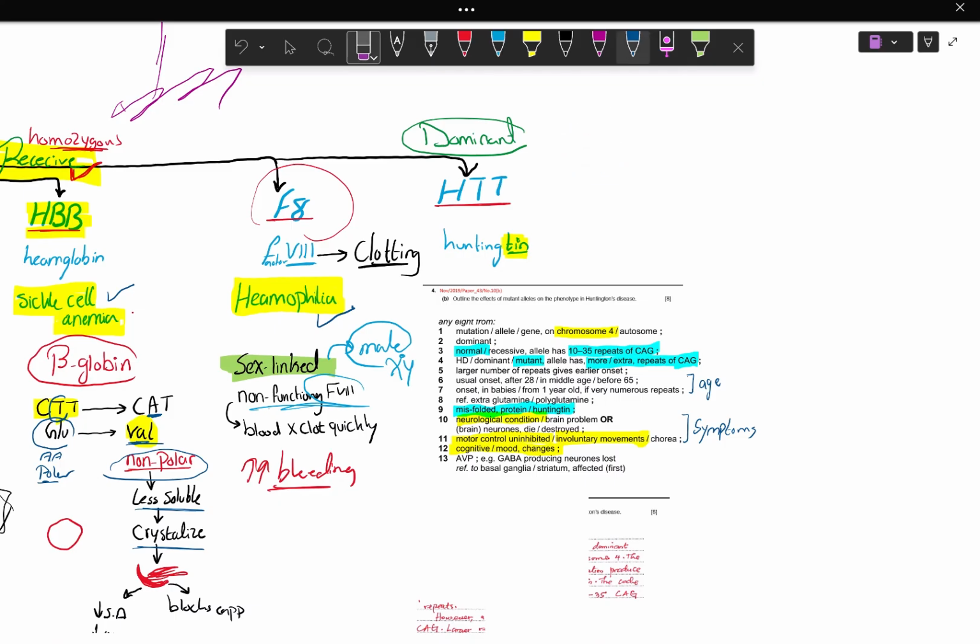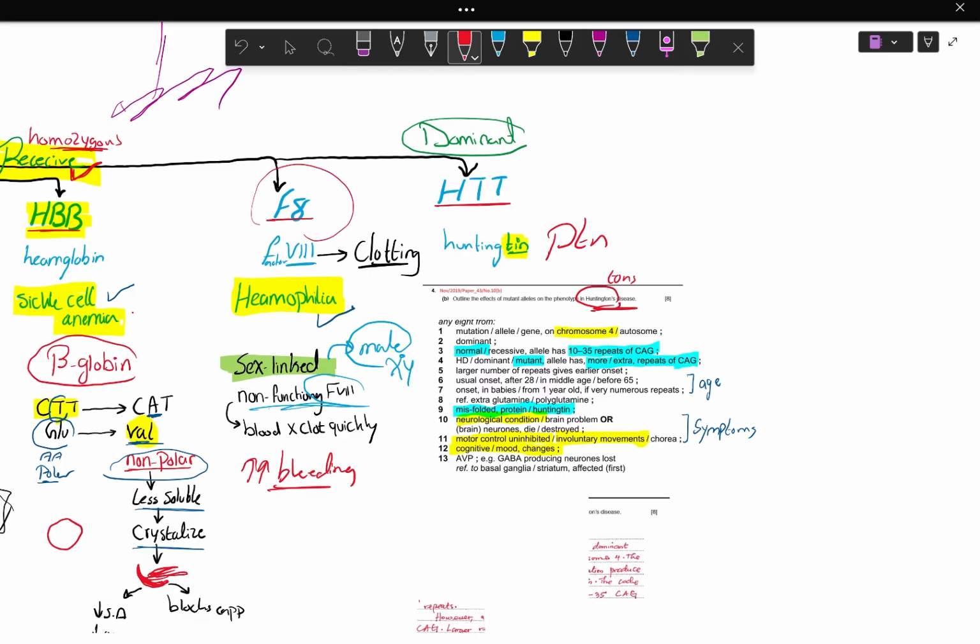So what is this Huntington disease? This disease is caused by a problem in the HTT gene, which codes for Huntington protein. Take care of this, because the protein is called Huntingtin with a T-I-N, while the disease is called Huntington's with a T-O-N. So this is the disease and this is the protein. Take care of this.